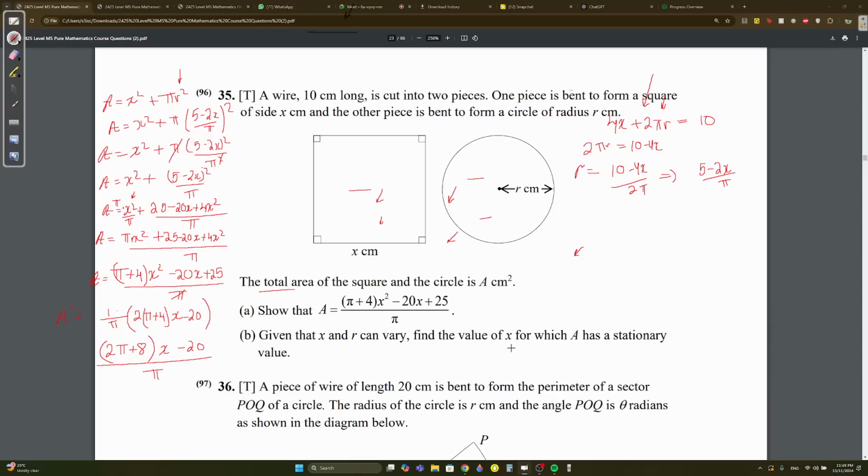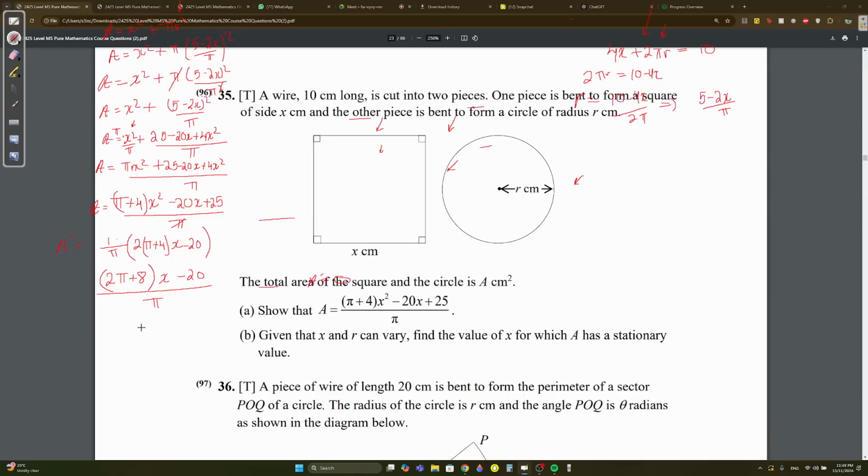So to find the stationary value, remember, always your derivative equals 0. So this here, my derivative now has to equal 0. So I'm going to take it up one more time. I'm going to get 2 pi plus 8 x minus 20, and equate it to 0, right? Remember, for a fraction to be equal to 0, you can cross multiply and solve, but always the numerator has to equal 0. So 2 pi plus 8 x minus 20 is equal to 0.